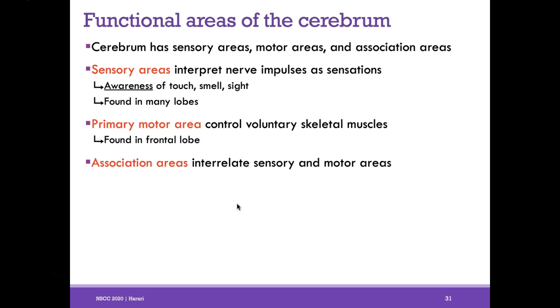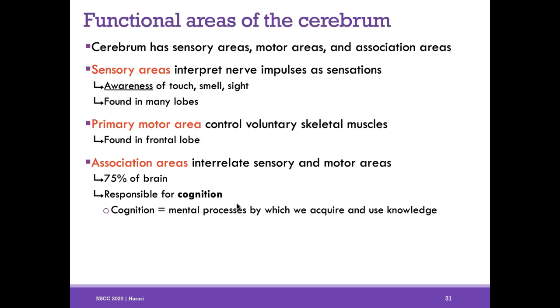And then we have association areas. And most of the brain are association areas that can interrelate sensory and motor areas. So it could combine the information we receive and then associate that and then tell our body what to do with that information. And overall, the association areas are responsible for cognition, right? Which is the mental processes by which we acquire and use knowledge. Association areas are also where our memories and emotions and personality are stored.